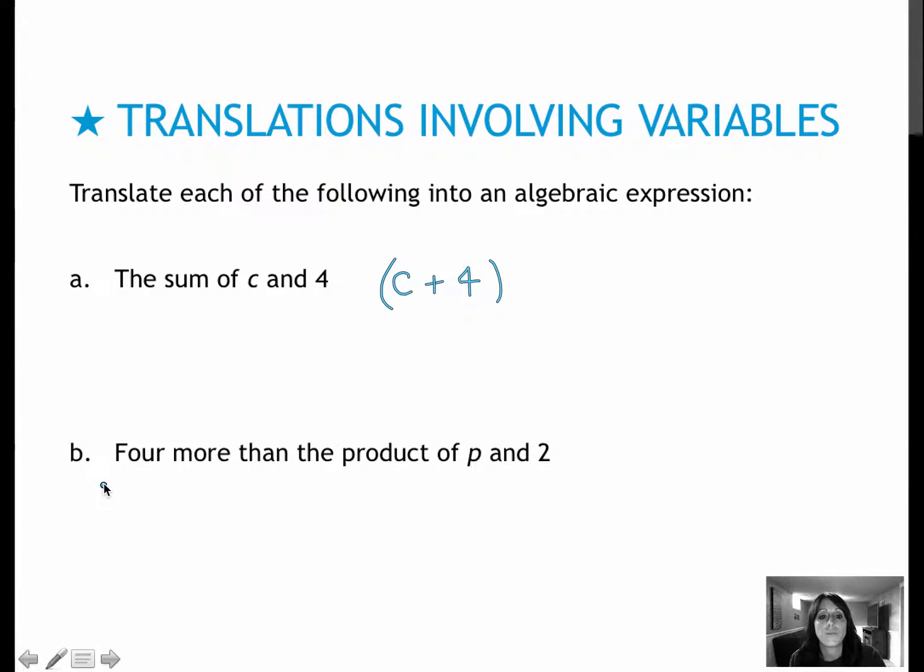For the second, I have 4 more than the product. So it's not 4 more than a number, it's 4 more than the product. So again, this is going to say that these are together. 4 more than the product of p and 2 means I'm multiplying p times 2, and then I want 4 more than that. However, we typically don't write p times 2 in this way. So if you have a number that's being multiplied by a variable, we're going to write the coefficient first. So it would be 2p and then plus 4. So the product of p and 2 is p times 2, which we would write as 2p, and then 4 more than that would mean I'm increasing it by 4, so adding 4.